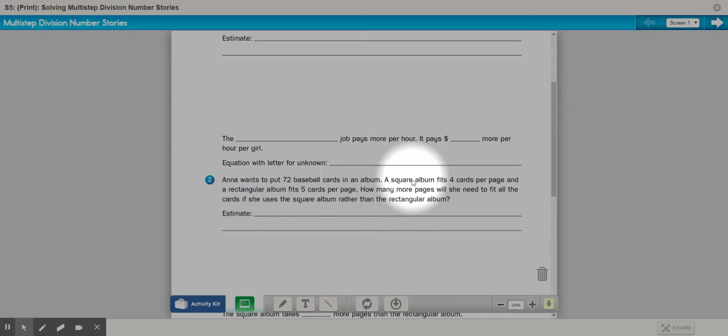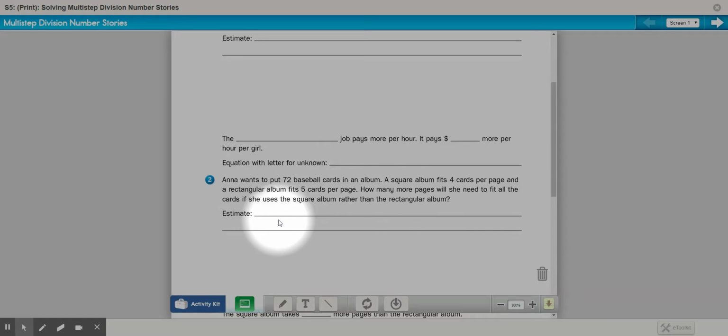But anyway, the square one, the one with equal sides, fits 4 cards per page. And then the one that doesn't have all 4 equal sides, but it's still a rectangle, it's 5 cards per page. So 4 cards per page in the square one, 5 cards per page in the rectangular one. How many more pages, there's those clue words there, will she need to fit all the cards? How many cards? 72. If she uses the square album rather than the rectangular album.